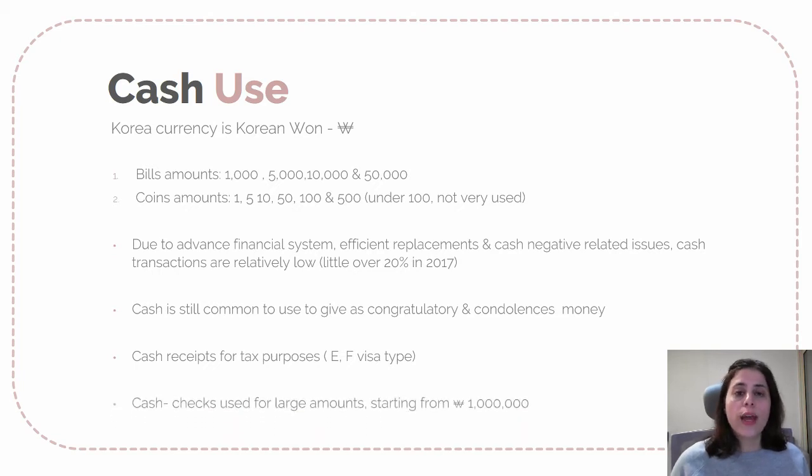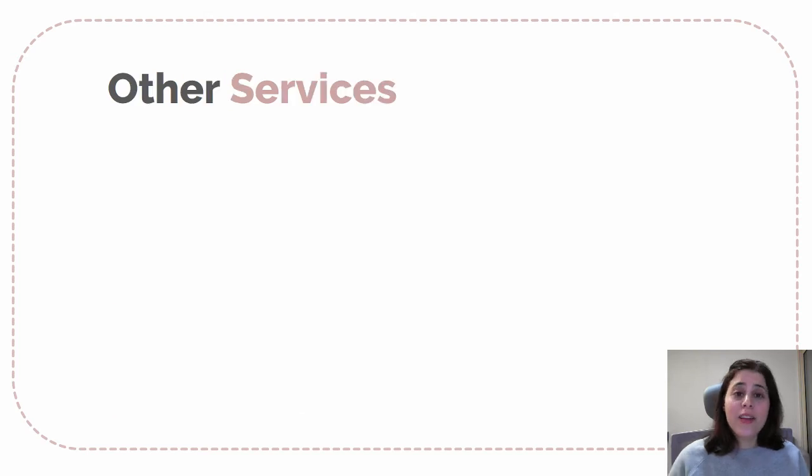Finally, if you're using a large amount of cash, you can have it in the form of a bank check. These checks usually start from 1 million won, 100만 won. If you need a large amount for a specific purpose, you can just get that check and pay with it instead of cash.